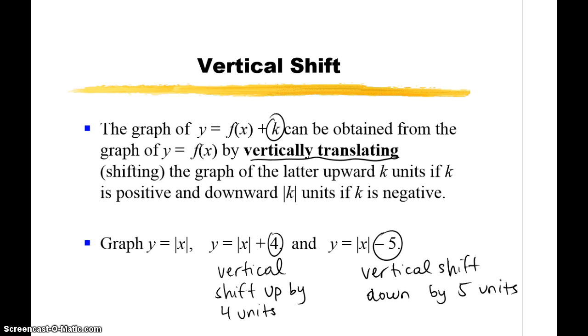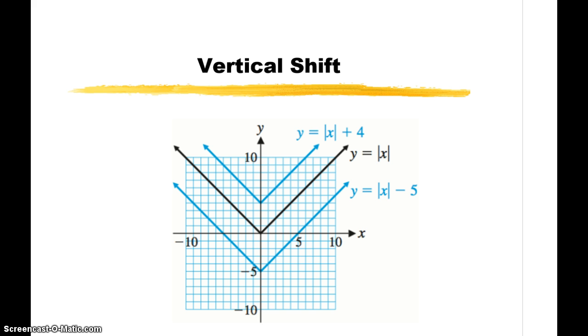Okay? And the best way to see this is obviously to graph these. So here are the three graphs. The parent function in black, y equals absolute value of x. Well, vertically translate this by 4 units. In other words, performing a vertical shift up by 4 units is equivalent to graphing absolute value of x plus 4. Notice all the points of the graph essentially move up 4 units. They all move up by 4 units.